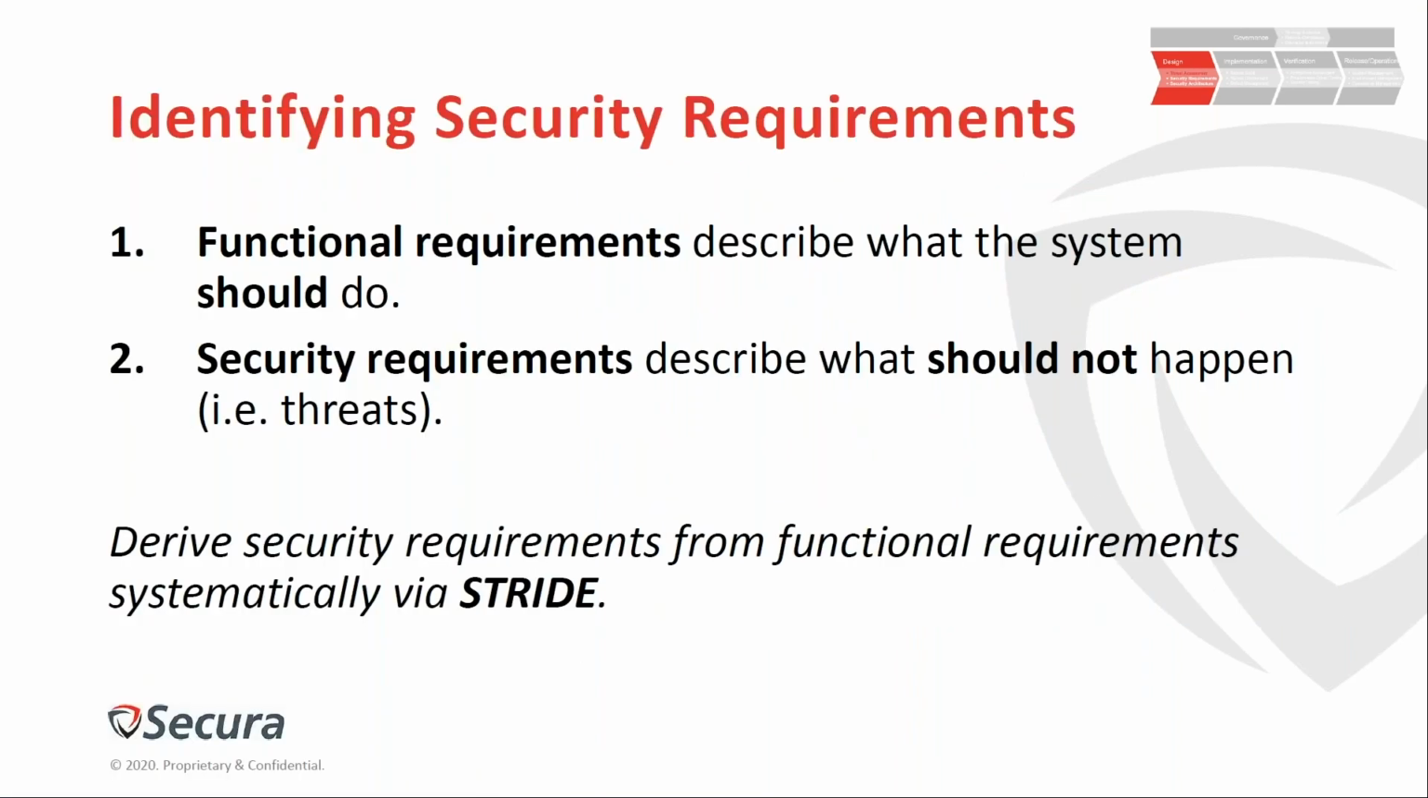Now, with this definition, we can try to derive security requirements. And usually, we already have functional requirements that describe what our system should do. Security requirements usually describe what the system should not do, which is in this case, what threats do we not want to happen? We can derive these security requirements from our functional requirements. And for that, we like to use a systematic approach using STRIDE.